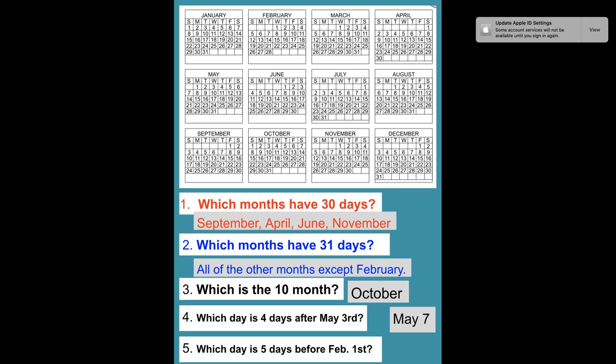Lastly, which day is 5 days before February the 1st? There's February 1st. 5 days before, let's see, we have to go backwards to January 31st. There's 1, 2, 3, 4, 5. So January the 27th would be our answer.